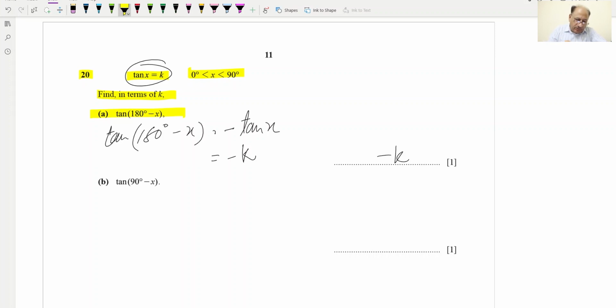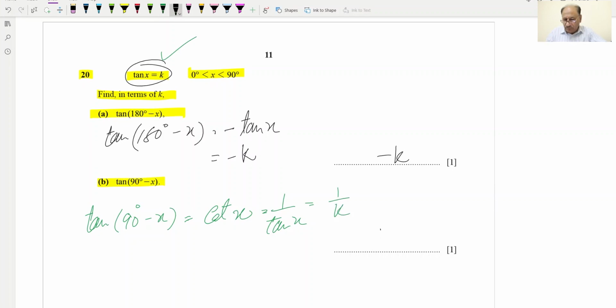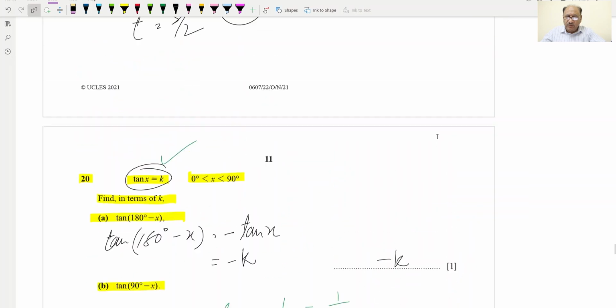Now for B part, tan of 90 minus x, and we know the rule that tan of 90 minus theta is equal to cot theta, or cot x, or we can write 1 over tan x, and in this case tan x is k, so this will be 1 over k and our answer will be 1 over k, and this is a 1 mark question. This all I have written for your explanation. Directly we can write the answer also because it is a 1 mark question. So we are done with the paper.